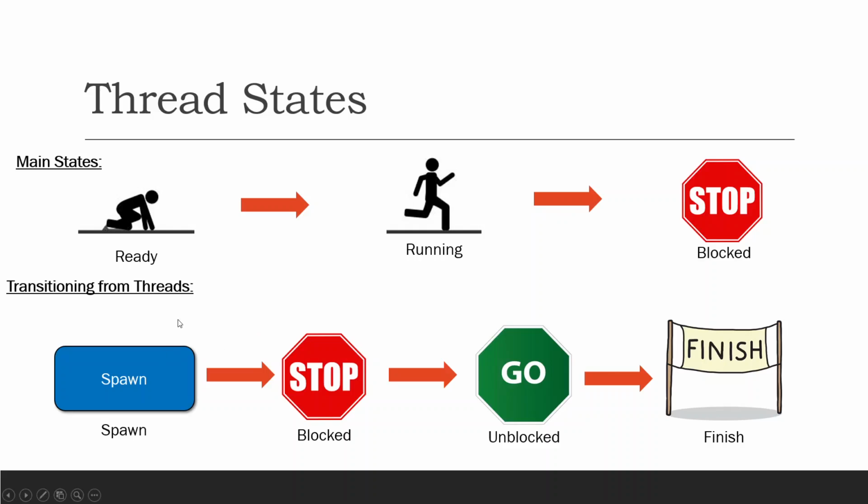But now, when we have a multi-thread system, we have a couple of additional states, and we're transitioning between threads. So spawn, you guessed it, we're initializing it. Blocked is either when the thread is not supposed to be running, or it's waiting for data from its coinciding threads. The unblocked state is when it can carry out the operation, and the finished state is when all the computation has been done.